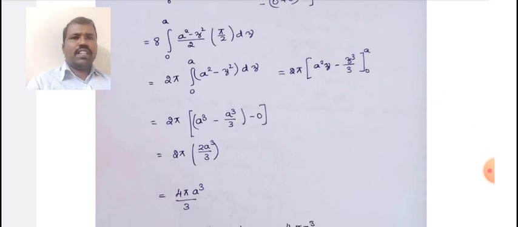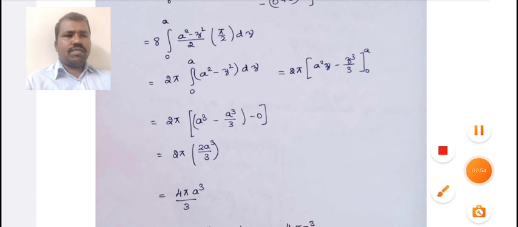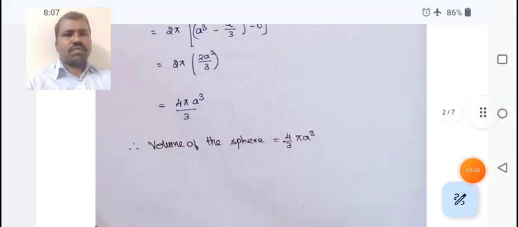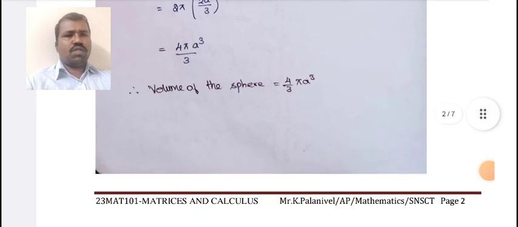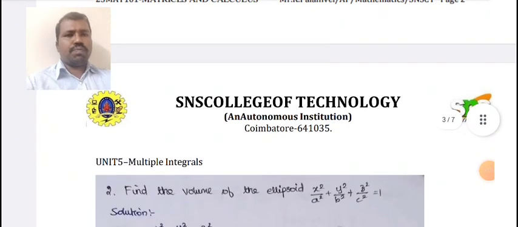2 pi into a cube minus a cube by 3 minus 0. 2 pi into 3a cube minus a cube by 3, 2a cube by 3, 4 pi a cube by 3. Final answer: the sphere volume is 4 pi a cube by 3. Volume of the sphere is 4 by 3 pi a cube.